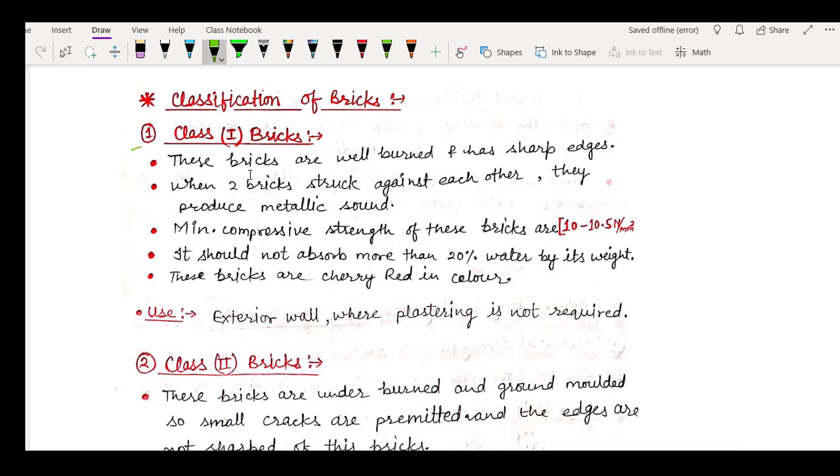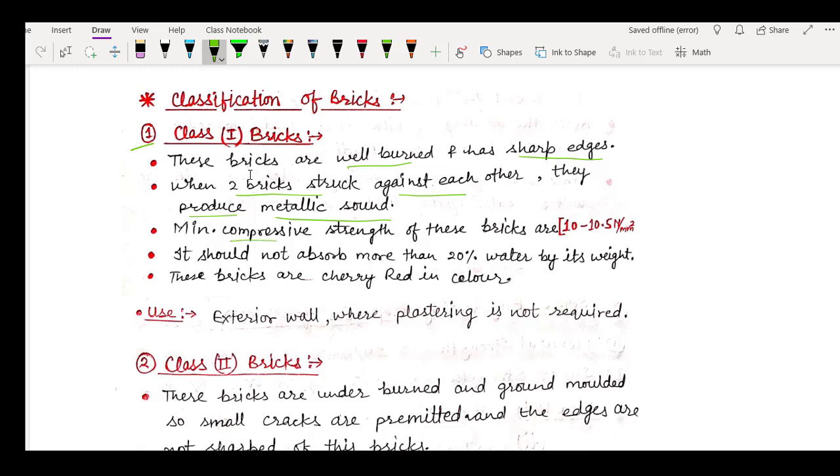So the first serial number is class 1 brick. This is the very good quality brick. These bricks are well burnt and have a sharp edge, so it attains the quality of a good quality brick. Second, when two bricks are struck against each other, they produce a metallic sound. This is a test for brick in the field. So when two bricks are struck against each other, if it produces a metallic sound, it is termed as first class brick.